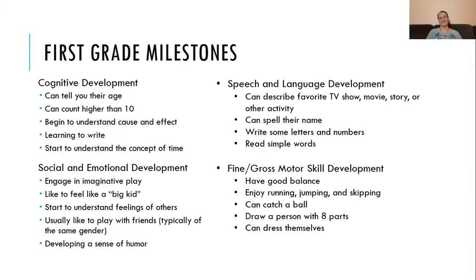Around this age, they feel like a big kid, especially if they have younger siblings, they want to be the helper around the house, and they start to understand the feelings of others, which is really nice to see at this point. So if someone is sad. They usually like to play with friends at this time, typically sticking to same gender friends.